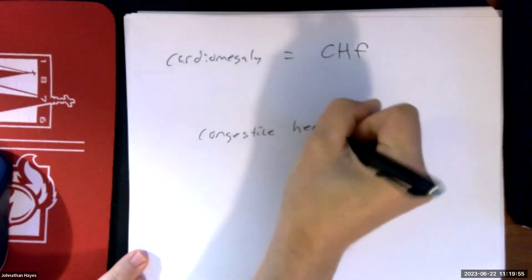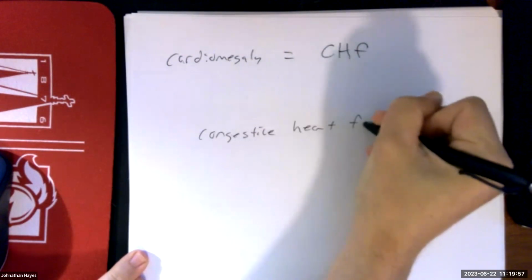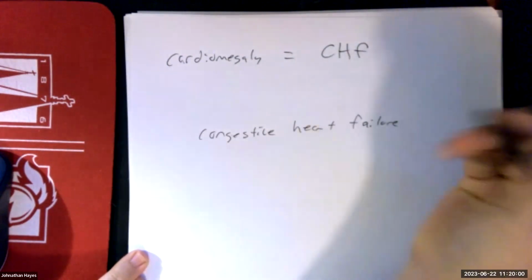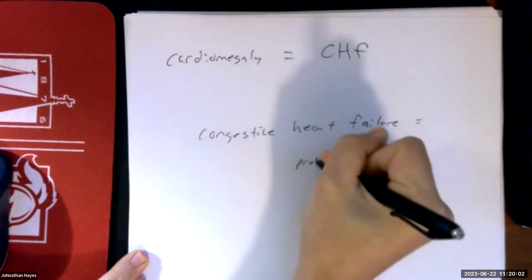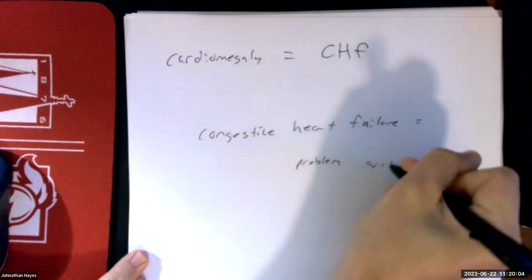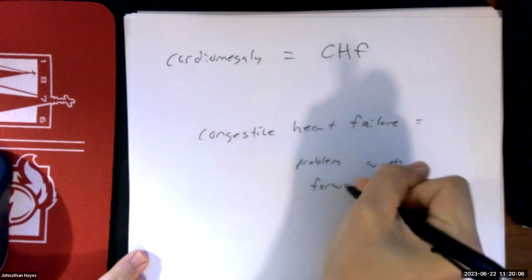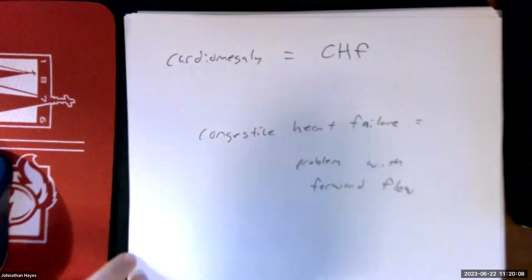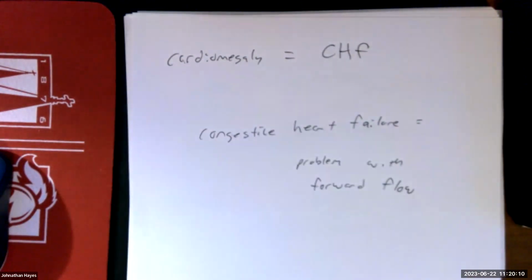Congestive heart failure, for us, I'm not talking about a definition on Google, is a problem with forward flow. This is how some books will describe it, but most of the time it's going to talk about some type of lung congestion and symptoms. But overall, what's the issue?